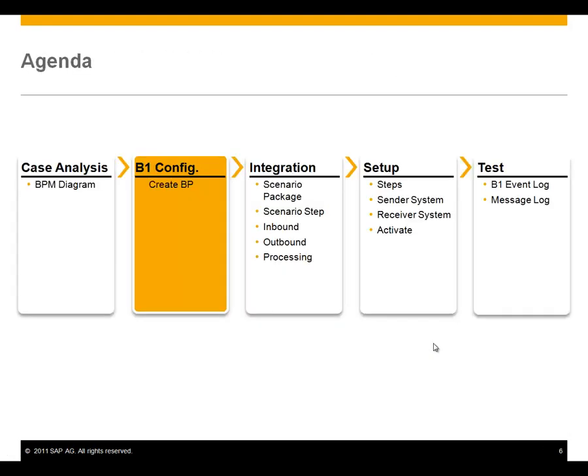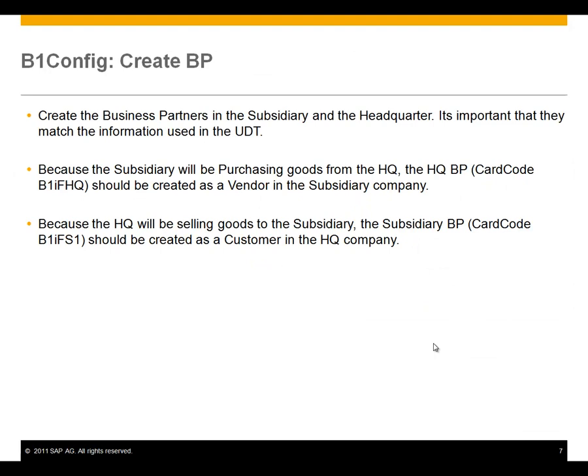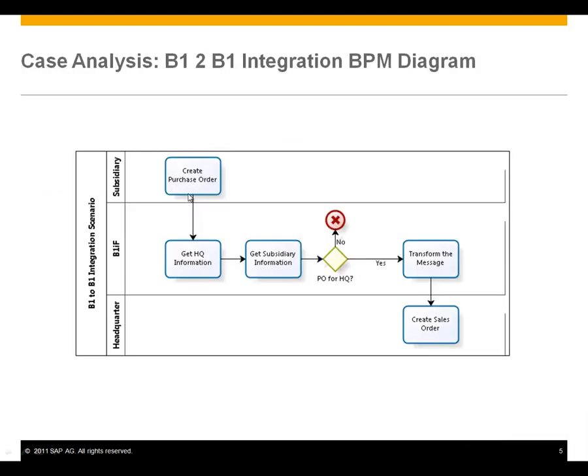So let's start with the configuration needed in Business One. You will have two companies, one the subsidiary, one the headquarters. The subsidiary company will be buying some goods from the headquarters. So the subsidiary company, when creating the purchase order, needs to have a vendor that represents the headquarters company. And the same way around, in the headquarters company, the sales order that will be created by B1if will need to have a customer, and the customer will represent the subsidiary company. So in the purchase order, we need to have a vendor that will be the headquarters, and the headquarters company needs to have a customer that will represent the subsidiary.